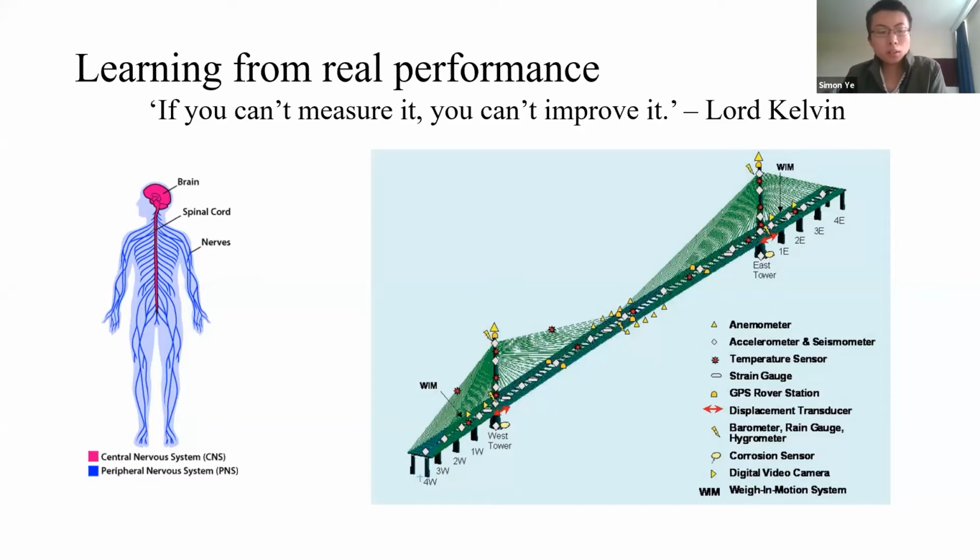So the general concept, using the analogy of human health monitoring, is that the comprehensive sensing system measures the performance of our human body and provides feedback into a central brain power to diagnose potential health problems. So we're trying to borrow the analogy here to our bridge structures.